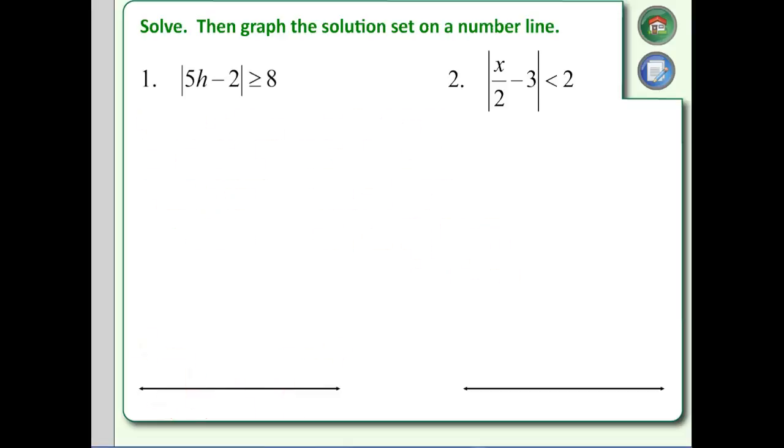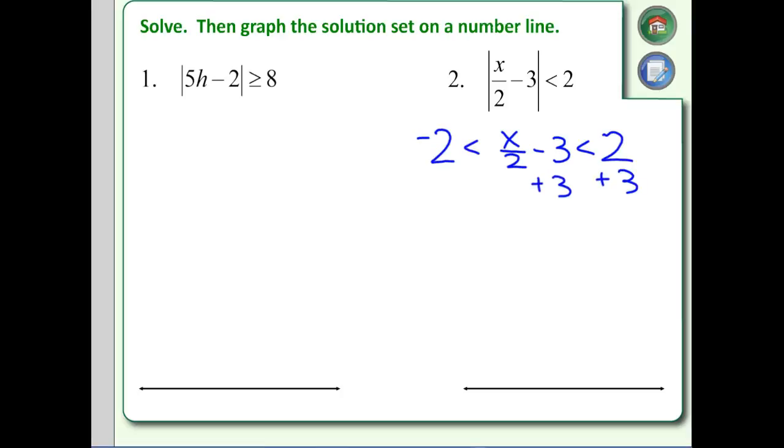Let's go ahead and try the second inequality, number 2. As you notice, this is a less than sign. If it's less than, we learned yesterday, we've got to make it look like a conjunction or an and. So we take our answer and make it negative and flip it out in front. We've got x over 2 minus 3 is less than 2. Now, to get x alone, we've got to get rid of the 3 first. We're going to add 3.